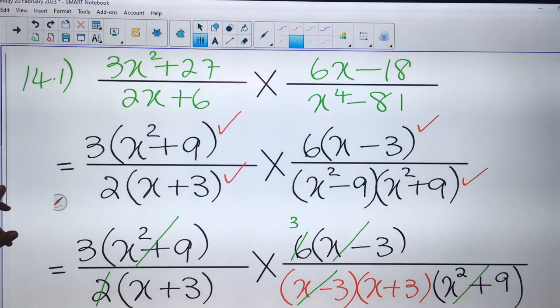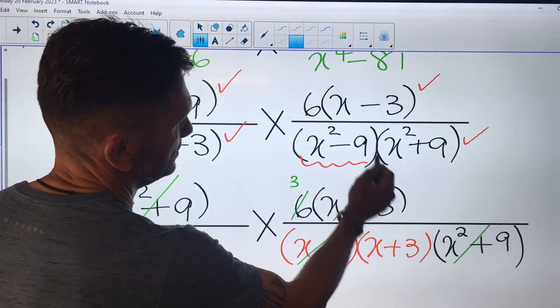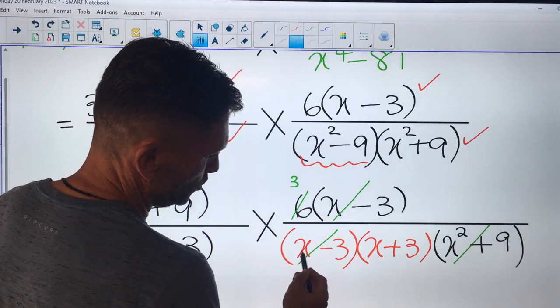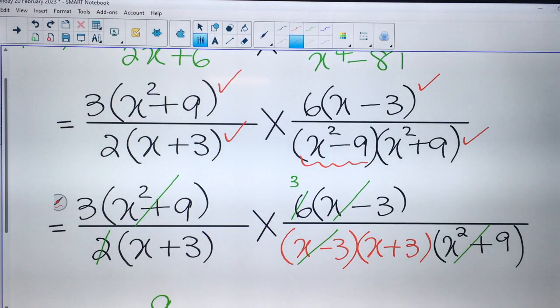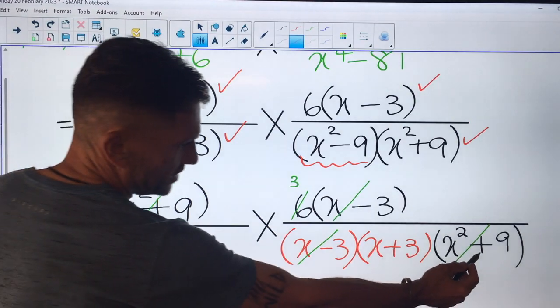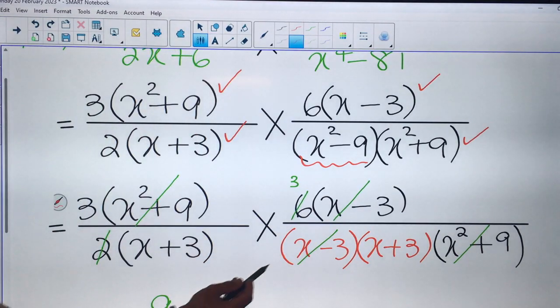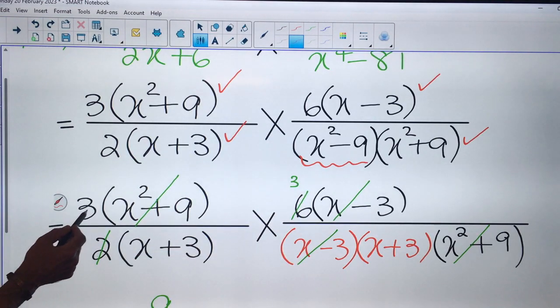So before I cancel out anything, I realize that there is something more that I can factorize here. There's a difference of 2 squares again, which becomes x minus 3 and x plus 3. And then I cancel out. This x squared plus 9 cancels out the x squared plus 9. The x minus 3, the x minus 3, this 2 divides into the 6 3 times. So on top we are left with a 3.